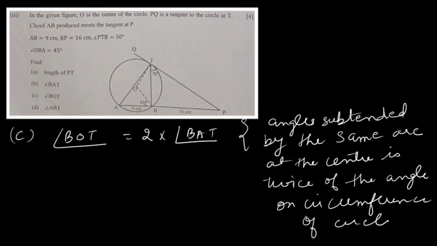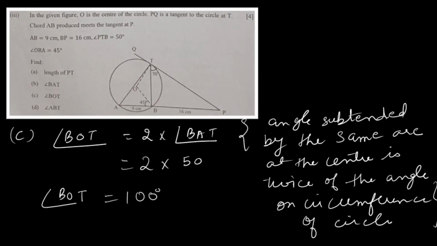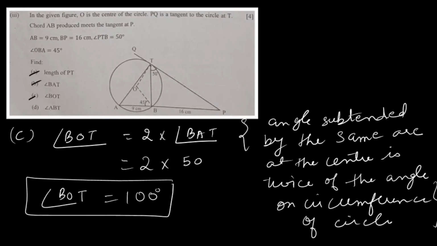So reasons properly you have to mention. The angle subtended by the same arc at the center is twice the angle subtended on the circumference of the circle. So 2 into BAT. BAT, in the previous part, we have found this is 50 degrees. So 2 into 50 is equal to 100 degrees. So angle BOT is equal to 100 degrees. So first, second, third is done.